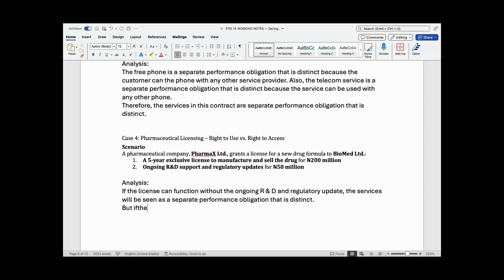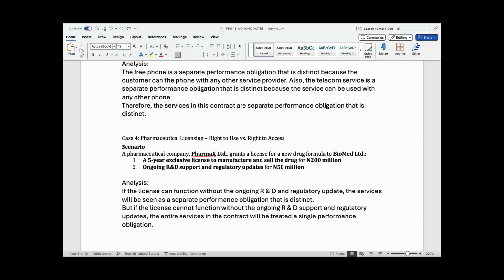But if the license cannot function without the ongoing R&D support and regulatory updates, the entire services in the contract will be treated as a single performance obligation.